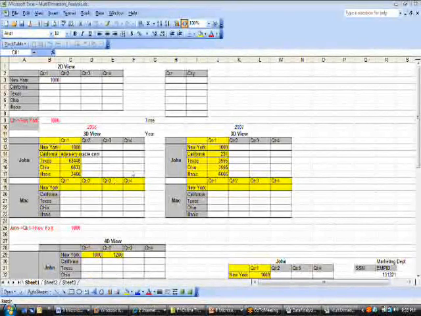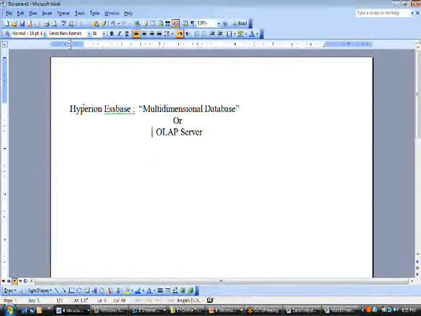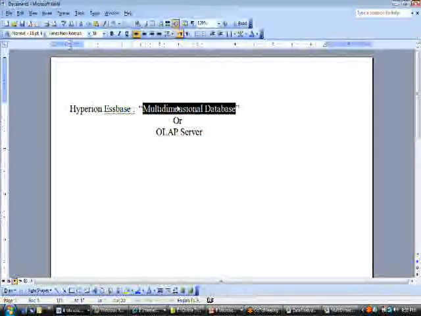Definition of Hyperion Essbase. We'll be talking about Hyperion Essbase, which is a multi-dimensional database, or an OLAP server. So before we start Hyperion Essbase, we should know these two keywords: what is a multi-dimensional database, and what is an OLAP server? Now, a single line definition of Hyperion Essbase: Hyperion Essbase is a multi-dimensional database and OLAP server.